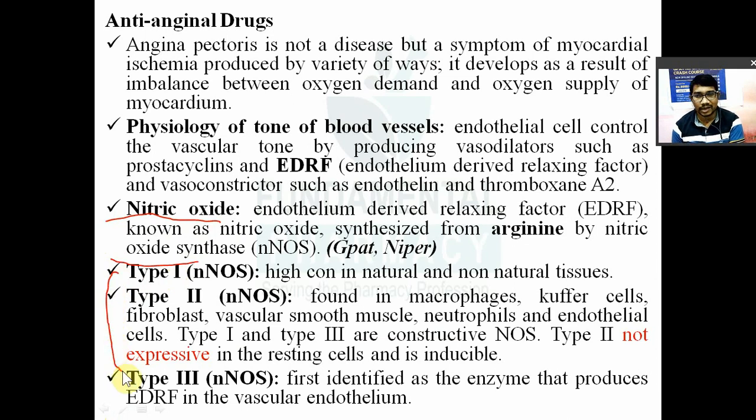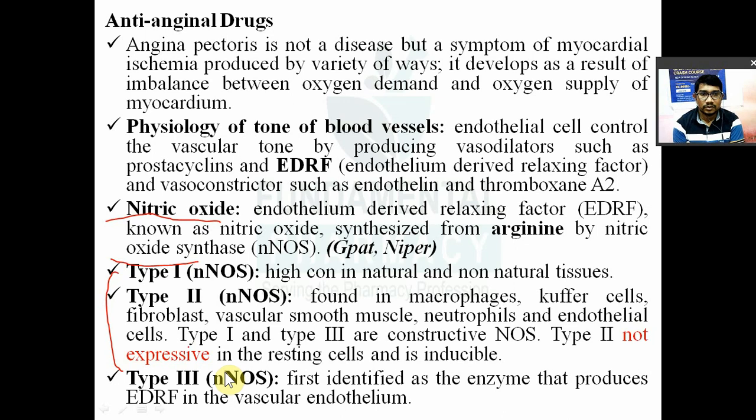Constructive means they are present in the body normally also. Type 2 is not expressed in all tissues. Okay, it is inducible whenever it is required, whenever there is a requirement of dilation, तो वो तब वो तैयार होगा. Type second, nitric oxide synthase.